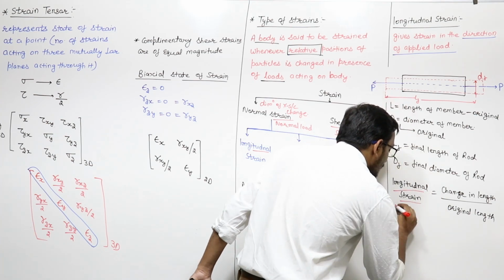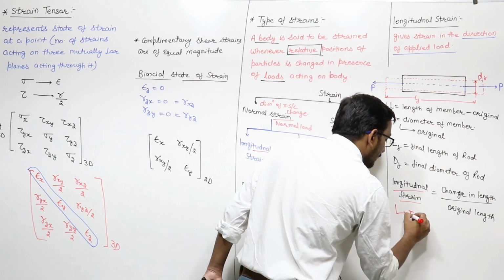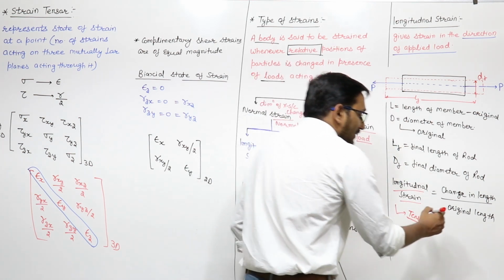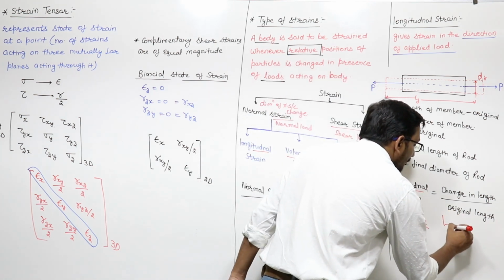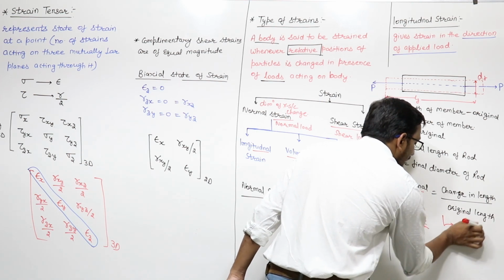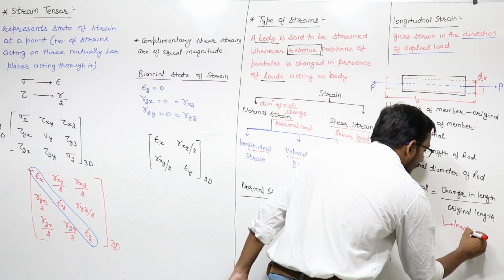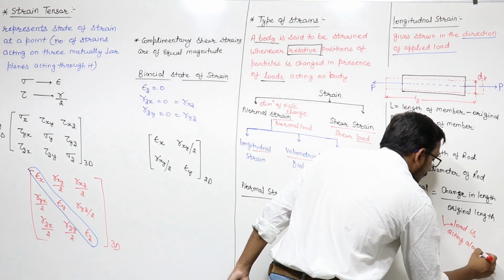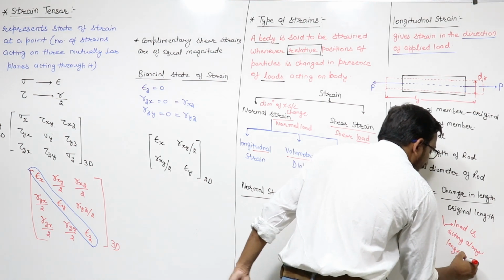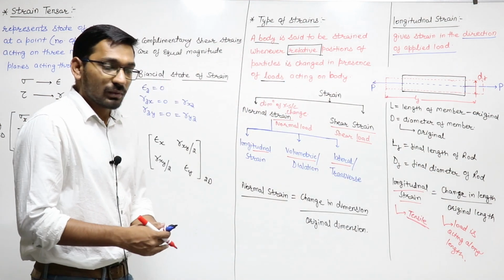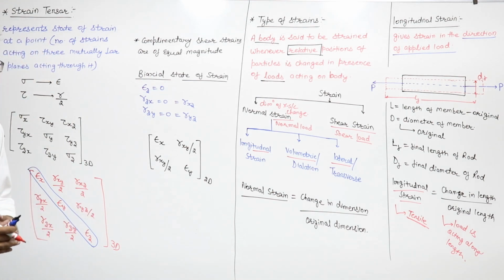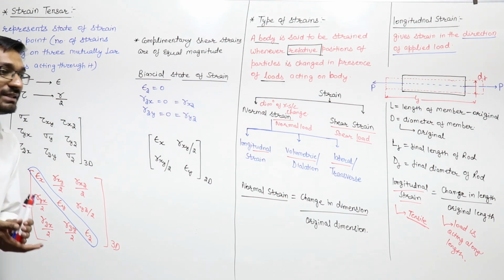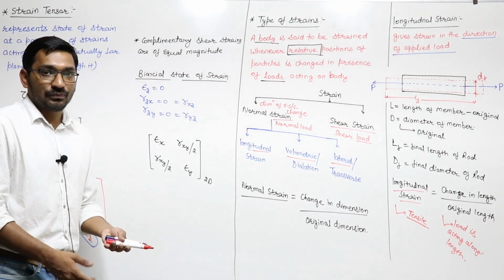That is the longitudinal strain in this case. This longitudinal strain is of tensile nature, and this is applicable when the load is acting along the length of the rod. So longitudinal strain will give us the strain in the direction of applied load.